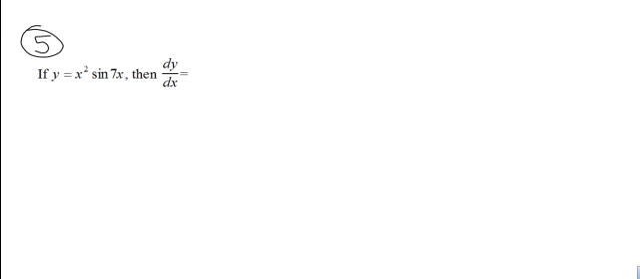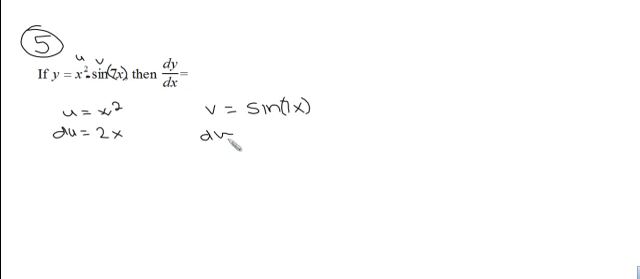Okay, number 5 says find the derivative of y equals x squared sine of 7x. Since we have a product, once again, we're going to have to use the product rule. So u is x squared, v is sine of 7x. Remember that this is a function, so it actually means sine of 7x. So the derivative of u is 2x. The derivative of v, we're going to have to use the inside-outside rule. The derivative of sine is cosine. And the derivative of the inside, the derivative of 7x, is 7.